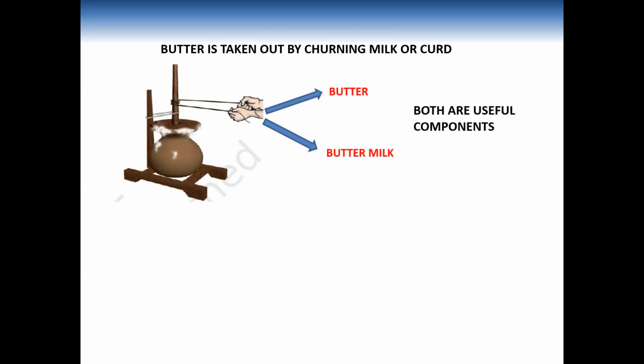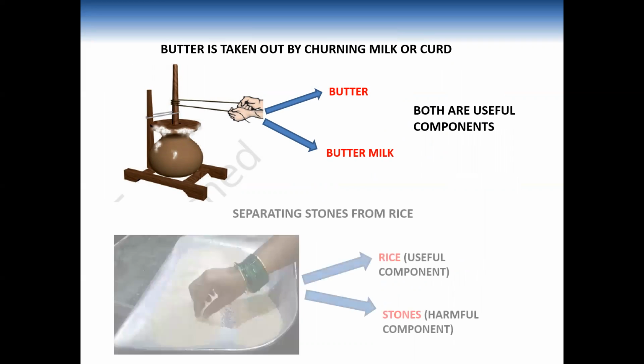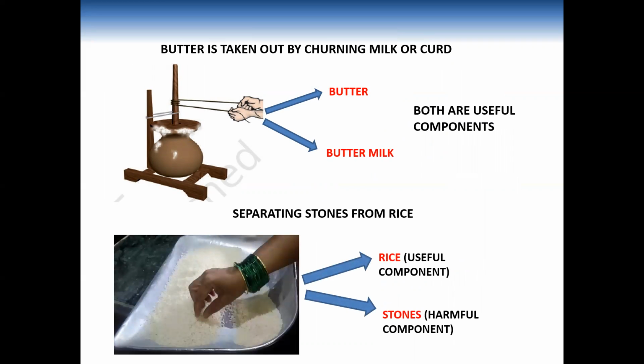Butter is taken out by churning milk or curd. By churning milk or curd, we can easily separate two useful components, that is butter and milk. Separating stones from rice. Stones are a harmful component, and by using our hands we can easily separate these stones from rice. So in all these examples we are doing separation.